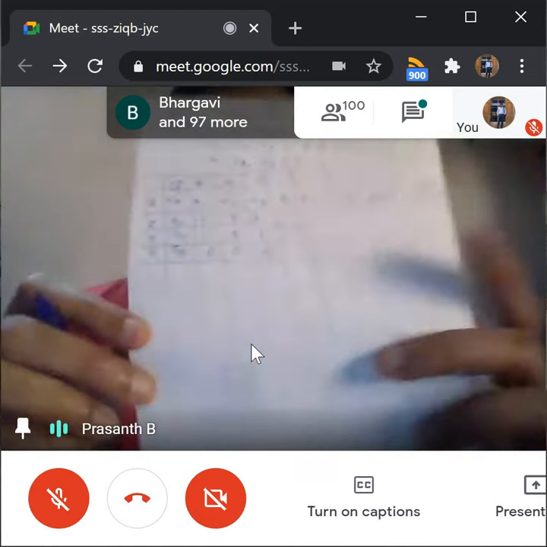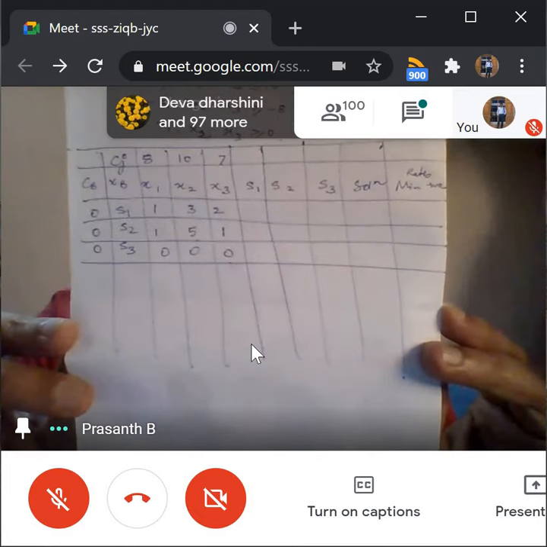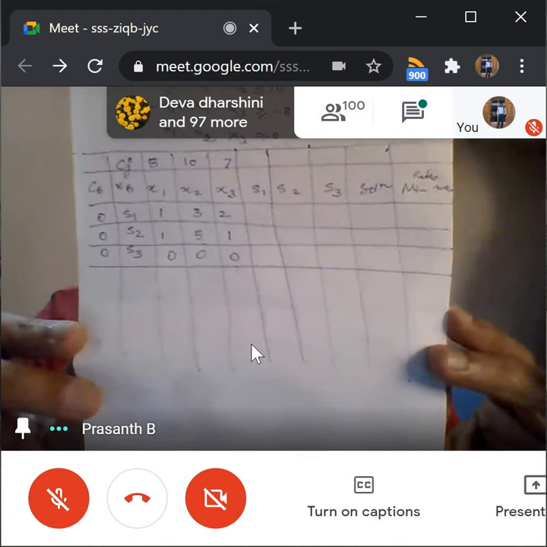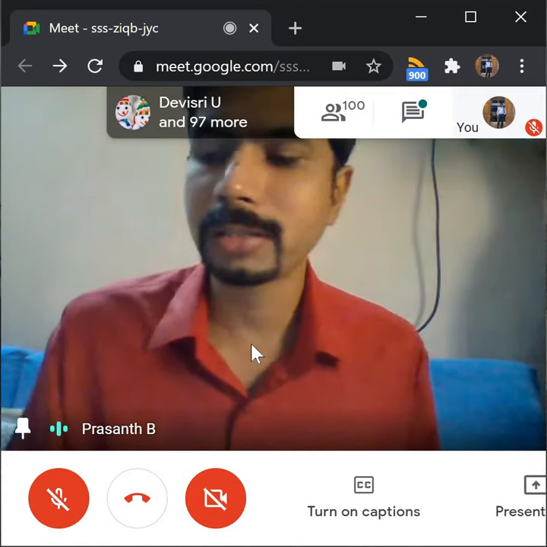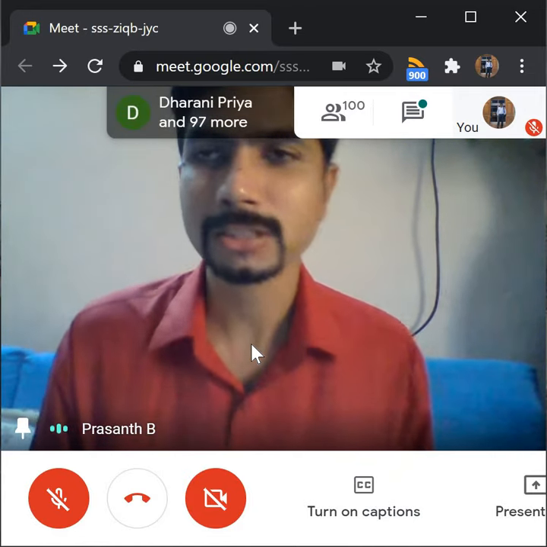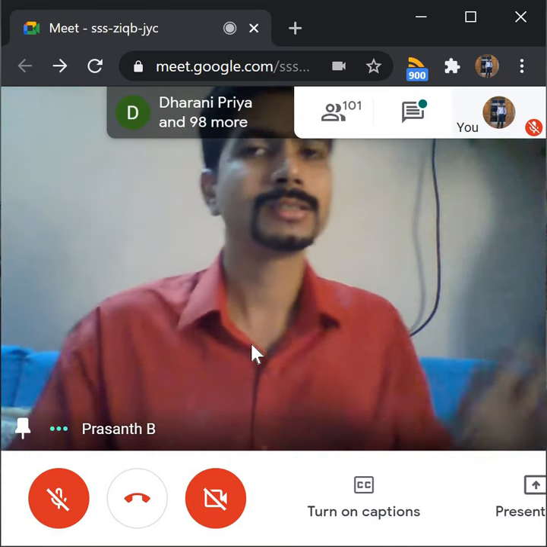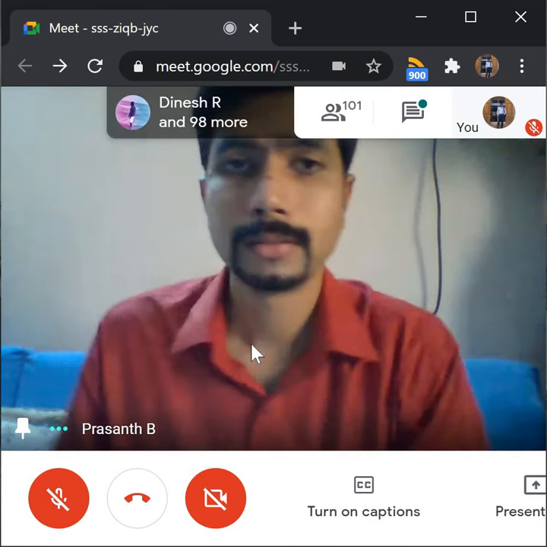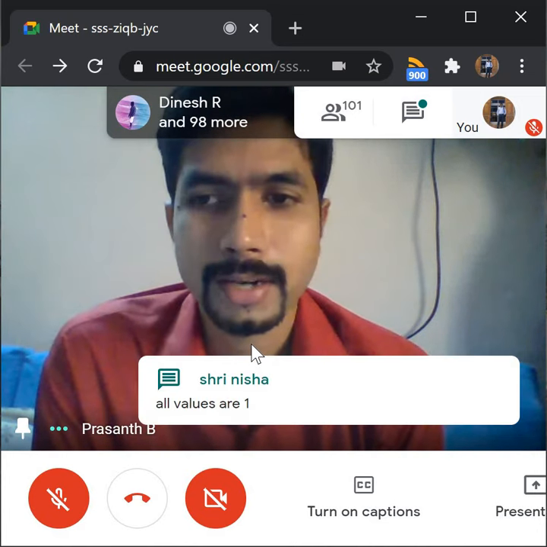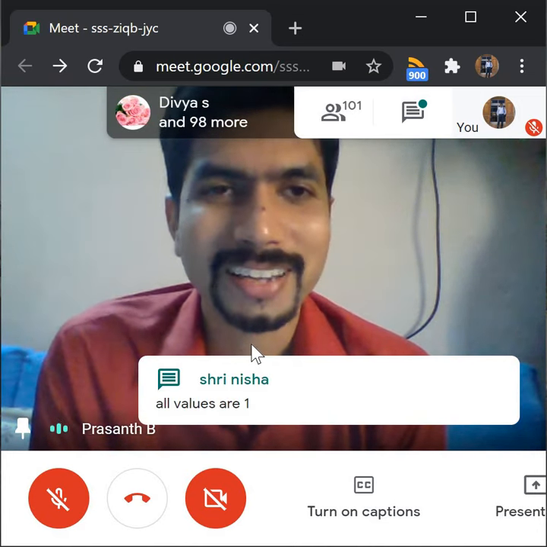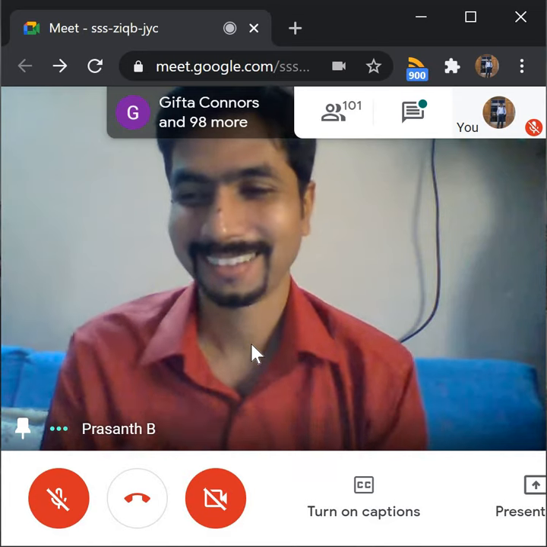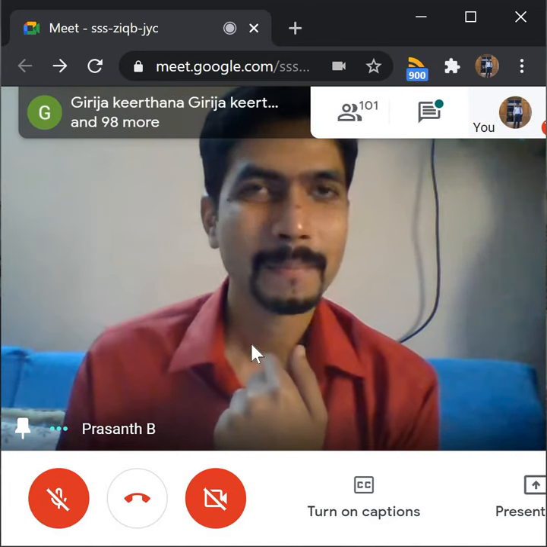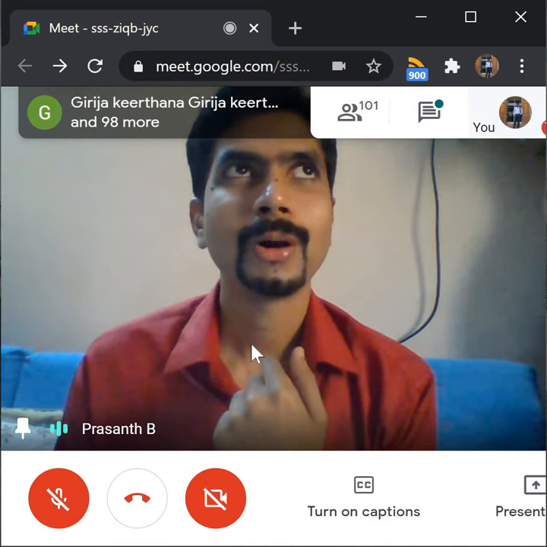Okay. So now my table looks something like this. Now what I need to do? I need to fill out this S1, S2, S3. This S1, S2, S3 is basically called the identity matrix. Anybody knows what is identity matrix? I asked what is identity matrix? All the values will be same. 1, 1, 1, 1, 1, 1, 1, 1, 1. That is identity matrix.